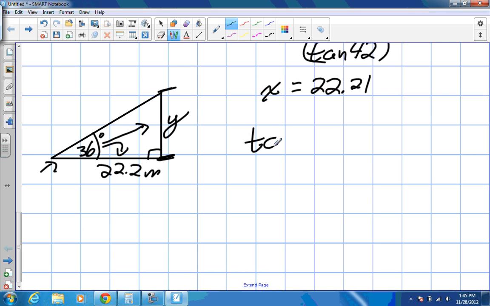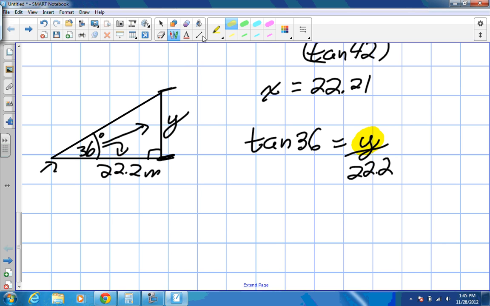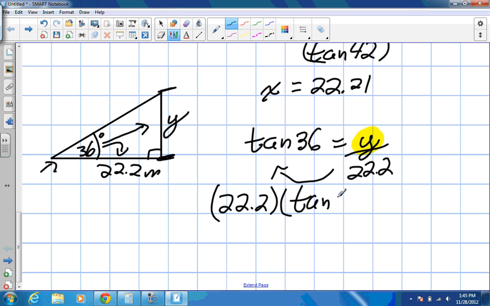Tan 36 is equal to opposite, in this case y, over adjacent, which is 22.2. This one's a little easier to solve. We only have to isolate y, and y is already on the top of the fraction. So when we move our 22.2 to the other side, it becomes multiplied by tan 36. From here, we can just go about solving. We don't have to do any more moving around because we've already isolated our unknown variable y.